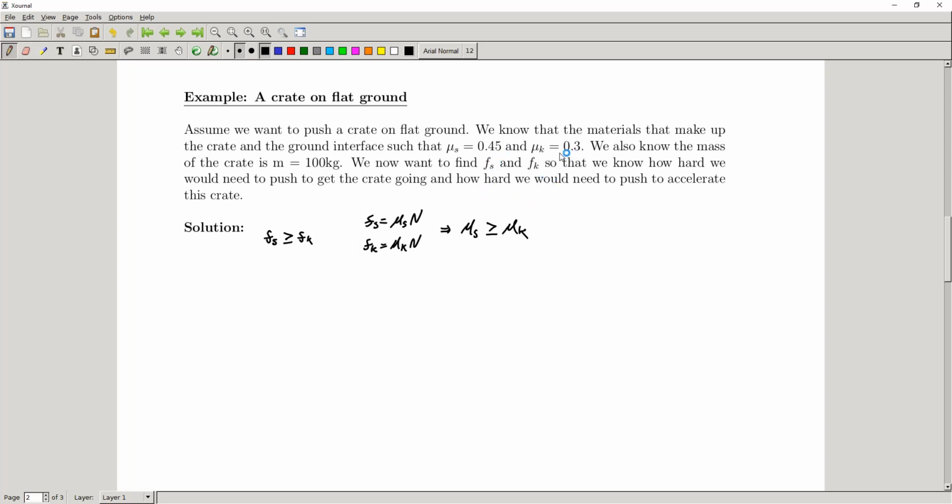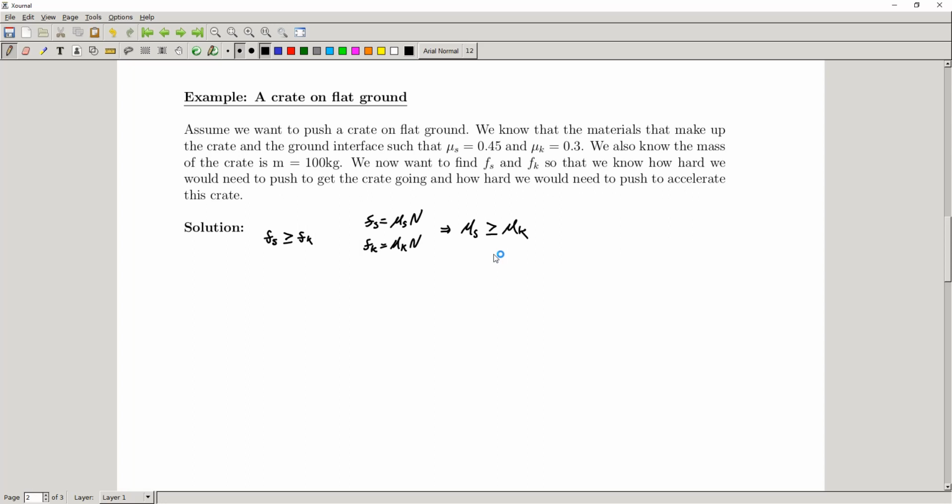Okay, second thing. What was the second thing that I wanted to note here? Right, that there are no units on these. These coefficients, mu sub s and mu sub k, are coefficients of friction, and they don't have any units. They're just numbers, okay? So don't worry about units for these. They should have no units. So let's continue with the problem here.